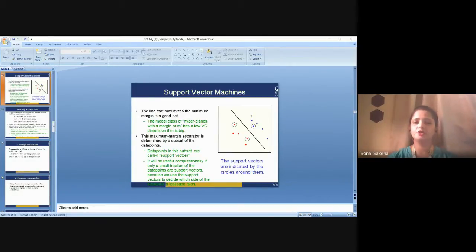Now, in addition to performing linear classification, SVMs can efficiently perform non-linear classification using what is called the kernel trick, implicitly mapping their inputs into high dimensional feature space.